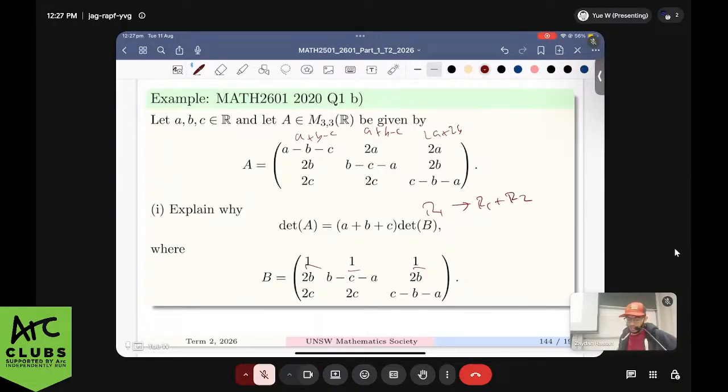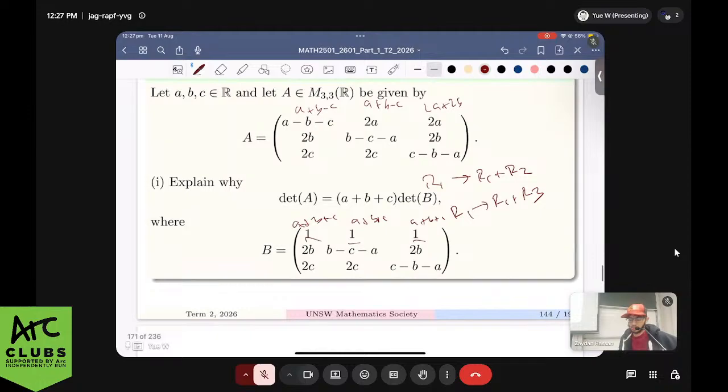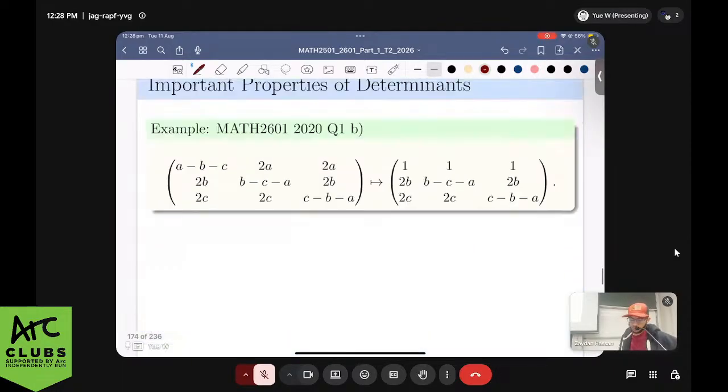And then if you do that again, but now we do R1 maps to R1 plus R3, then you'll see that we do get A plus B plus C, A plus B plus C, and A plus B plus C. So then you can take the A plus B plus C out, and you get this essentially. Notice how these last two rows haven't changed, which is why we don't want to do the row operation to change those two rows. So essentially just doing this.